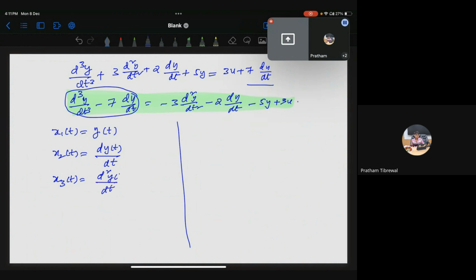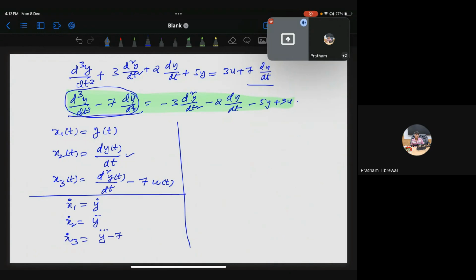So we choose minus 7 u, that is, d square y by dt square minus 7 u. This is what I choose. What does it mean? If I take the differentiation, I'll be getting this, correct? So let's take the differentiation. X1 dot, what is it? Y dot. X2 dot, what is it? Y double dot, correct? X3 dot, what is it? Y triple dot minus 7 u dot, correct?